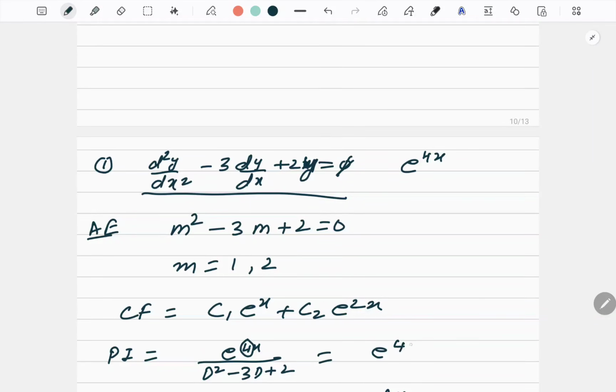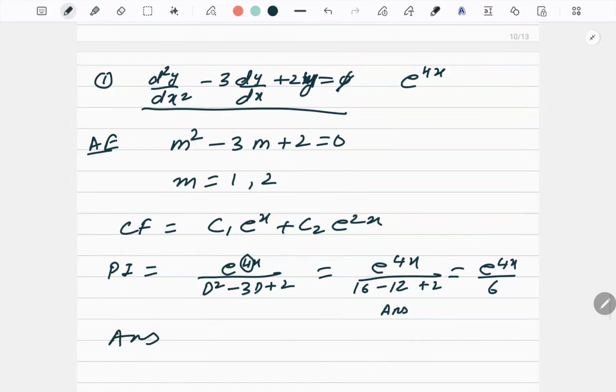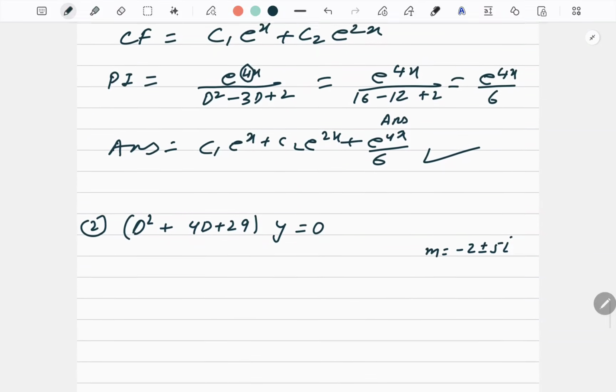Now in place of D, you write down this number. So what you will get? e to the power 4x upon 16 minus 4 threes are 12 plus 2. How much did you get? e to the power 4x upon 16 minus 12 is 4, plus 2 is 6. So your final answer is equal to c1 e to the power x plus c2 e to the power 2x plus e to the power 4x upon 6. Okay, now go to the next question.